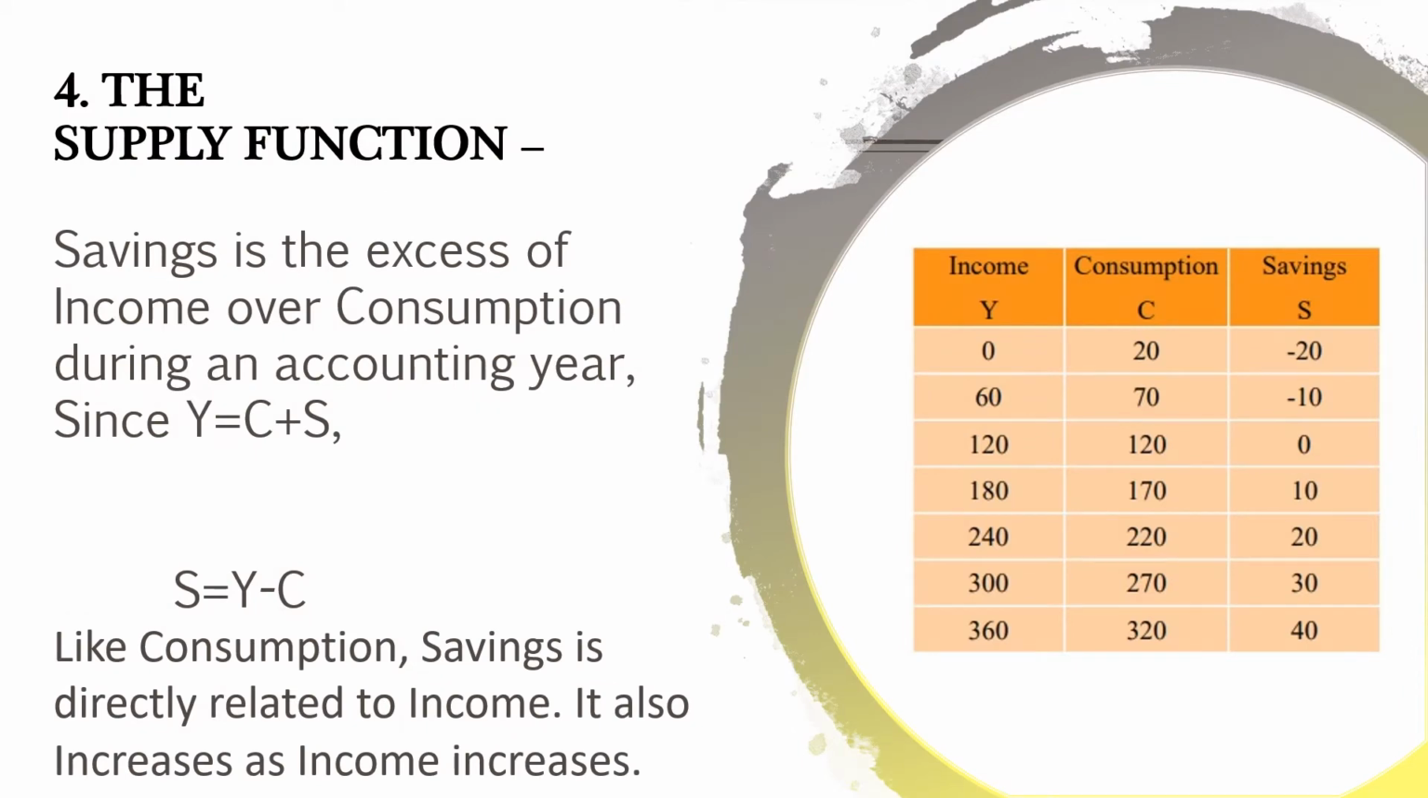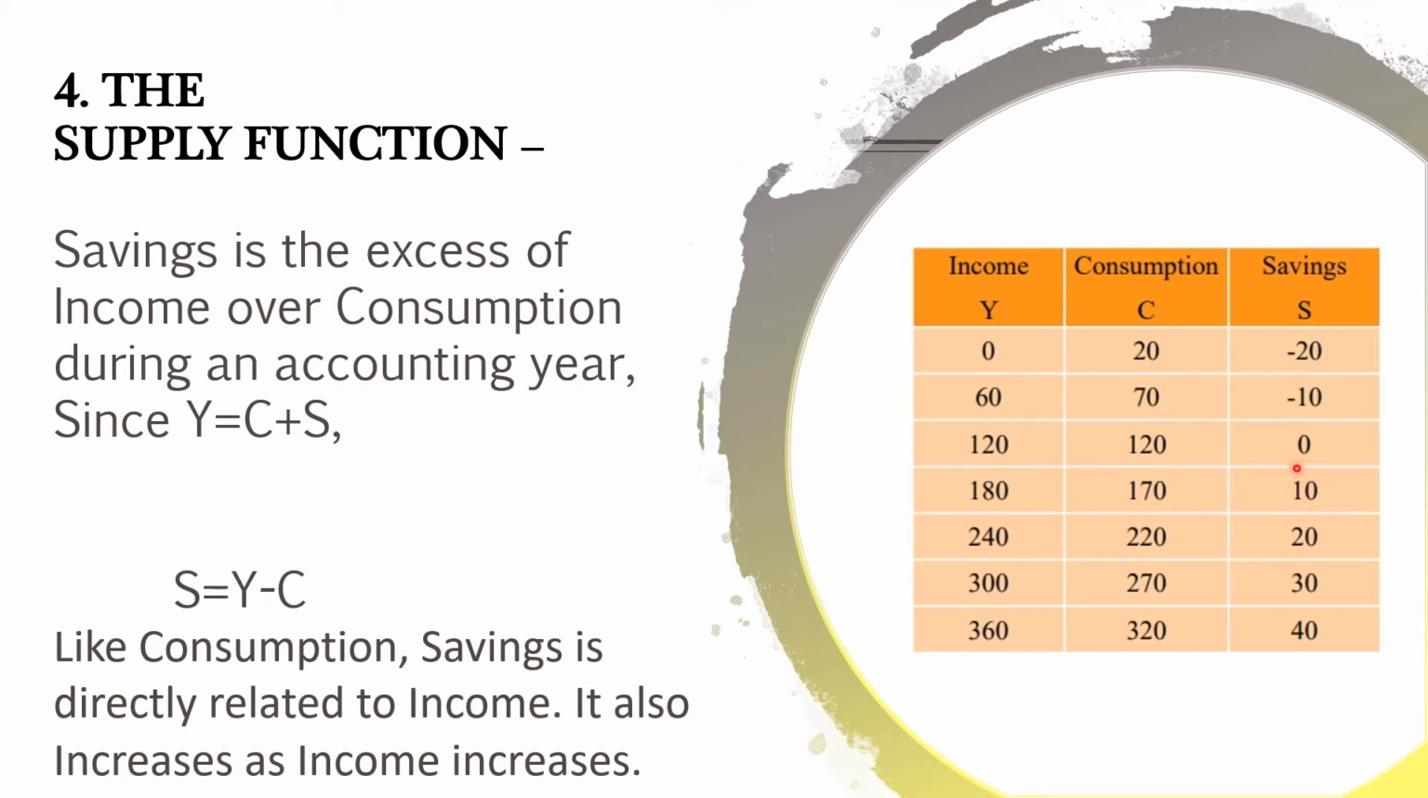Now let's move on to study what is the savings function. Well, savings is the excess of income over consumption. For example, at this level, we know that income is more than consumption. So there is an excess of income over consumption. What is that excess? How is it given by? 180 minus 170 is equal to 10.